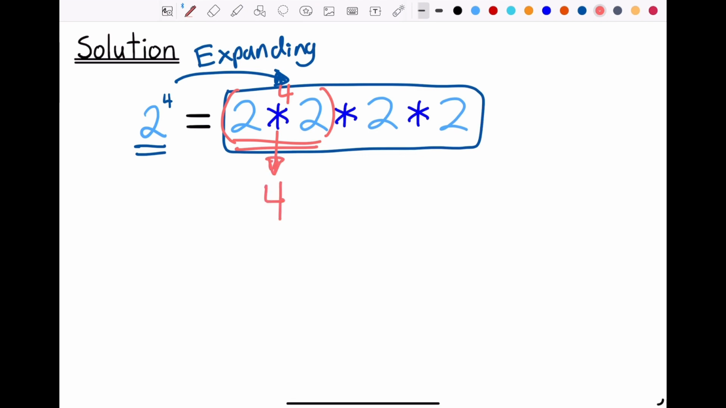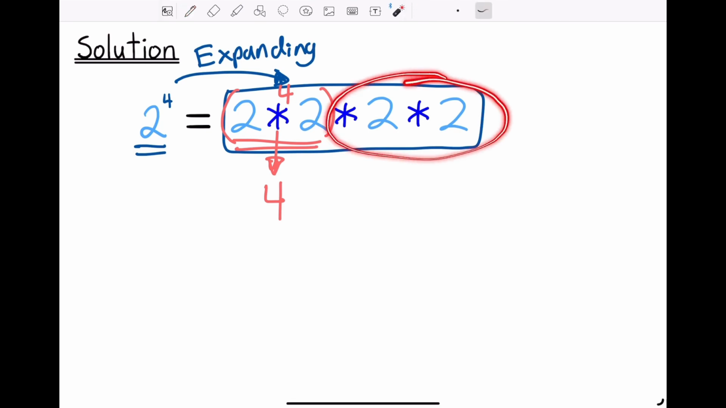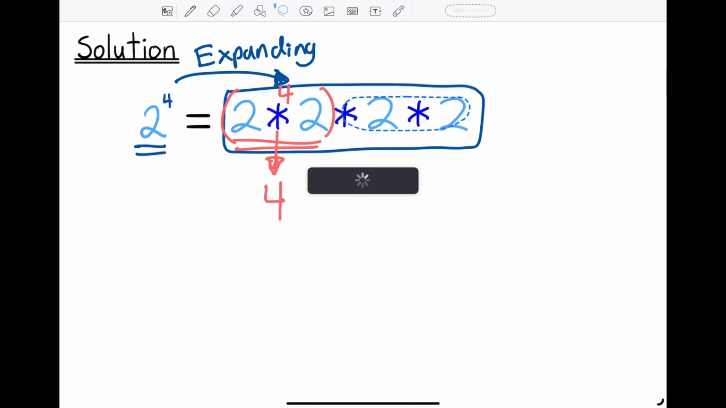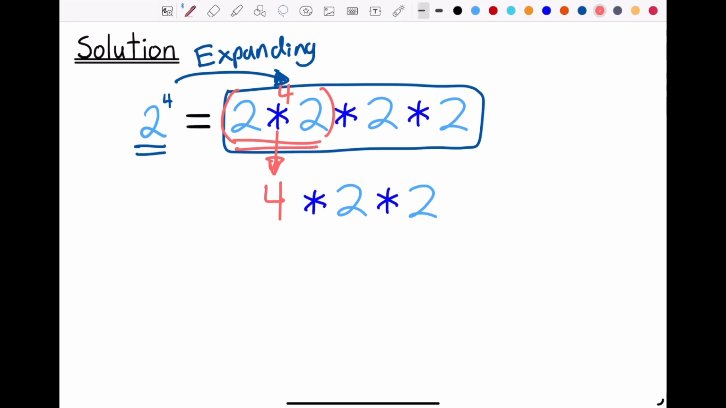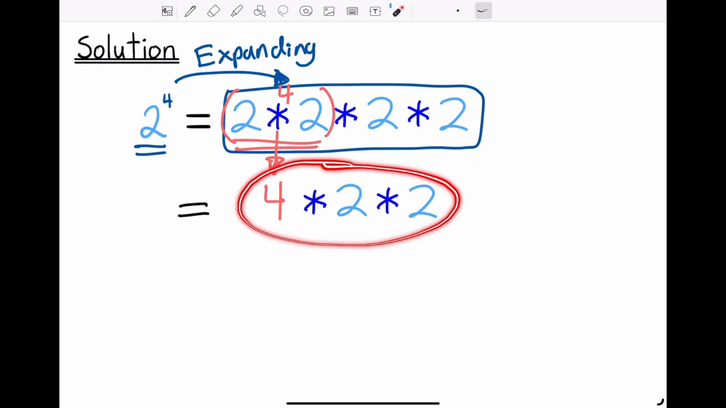And now we're going to check to see if we have any numbers left over to multiply. And we have these 2's at the end. So we're going to bring down these 2's. And our next line will be 4 times 2 times 2. So we're going to continue our calculation here.